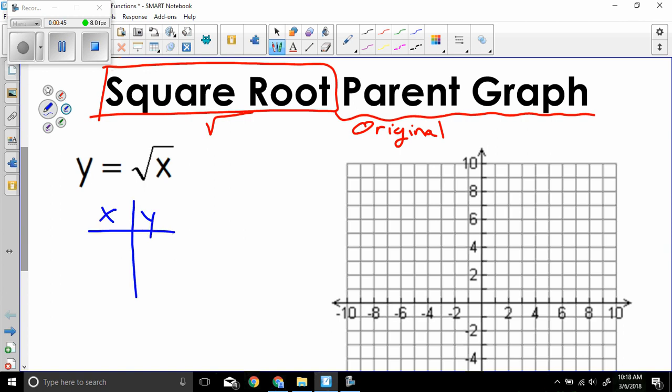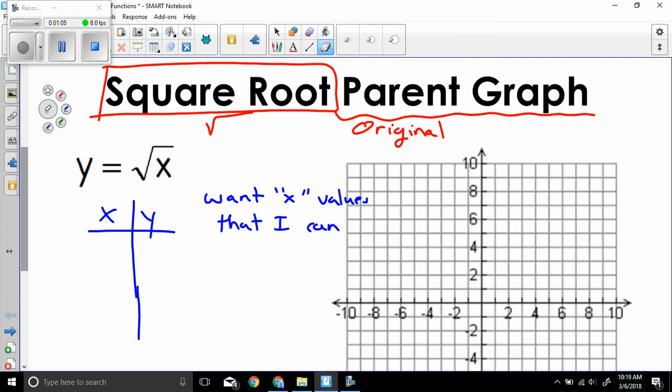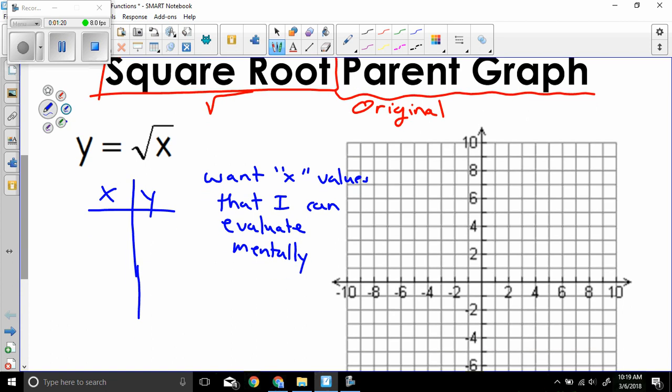I've done this before all the way back in 7th grade, and the big key here is I want x values that I can evaluate mentally. So what kind of x values can I evaluate mentally? Well, the only ones that I can think of are perfect squares. So I want perfect squares for my x value. Well, what's a perfect square?